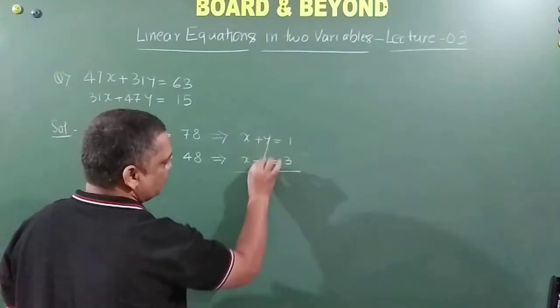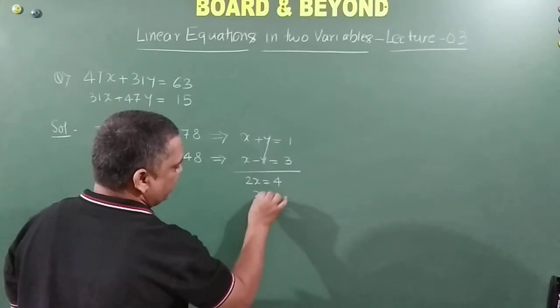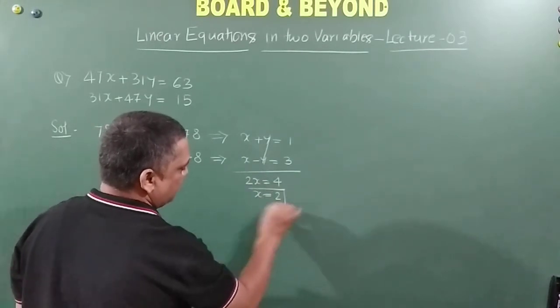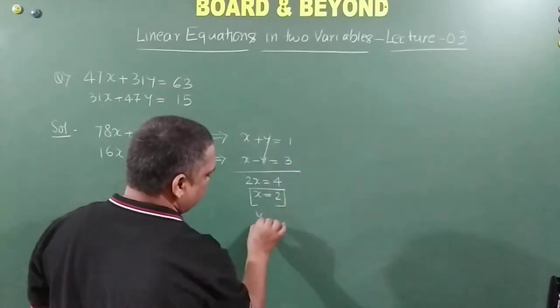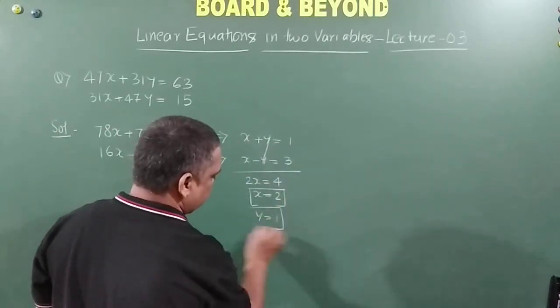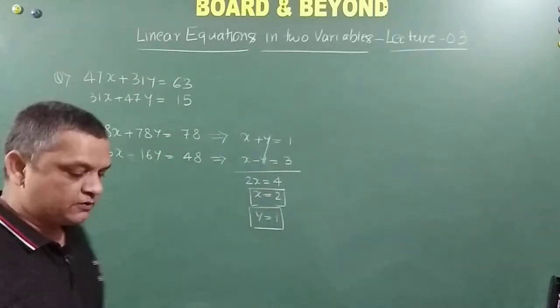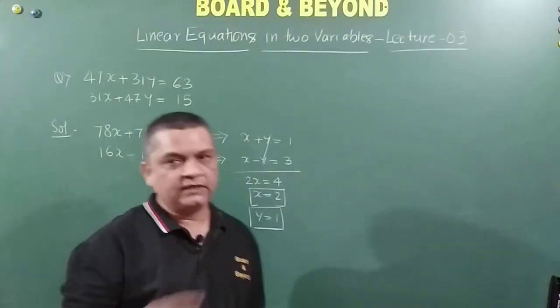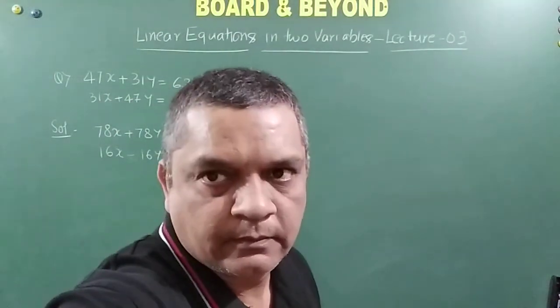When we add these two up, 2x is equal to 4, giving me x is equal to 2. That is one part of it, right? Placing x is equal to 2, y is equal to 1. So if the coefficients of x and y are interchanged, then you can basically solve it like this. Let me take down the next question now.